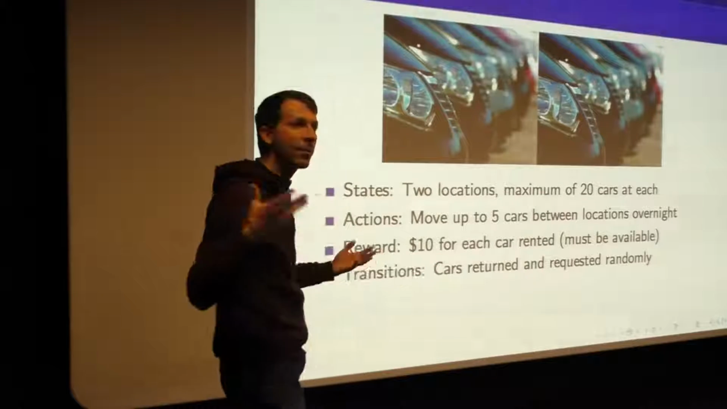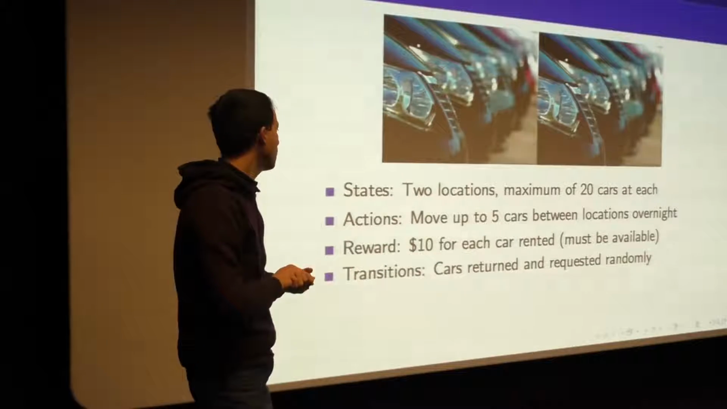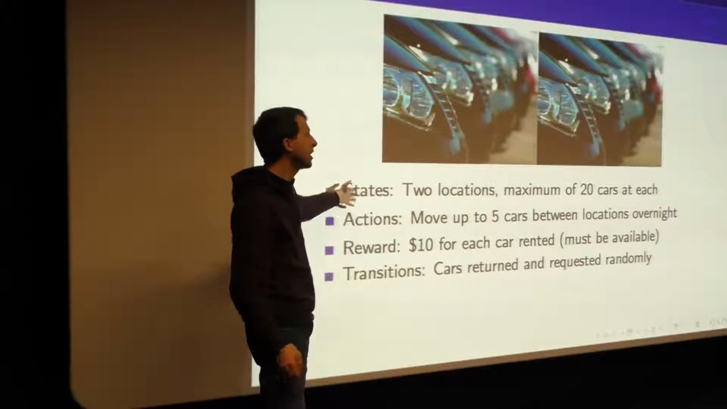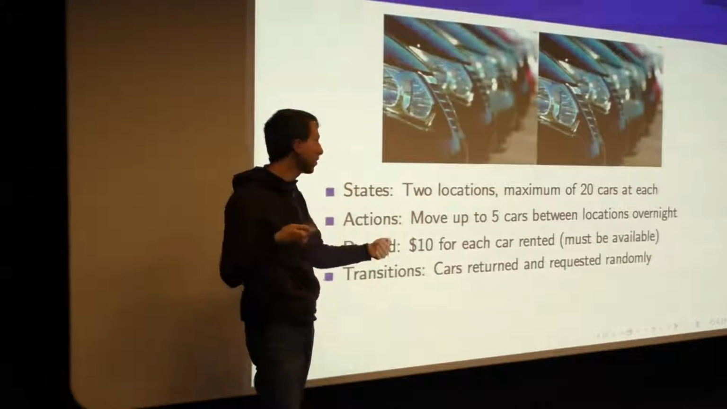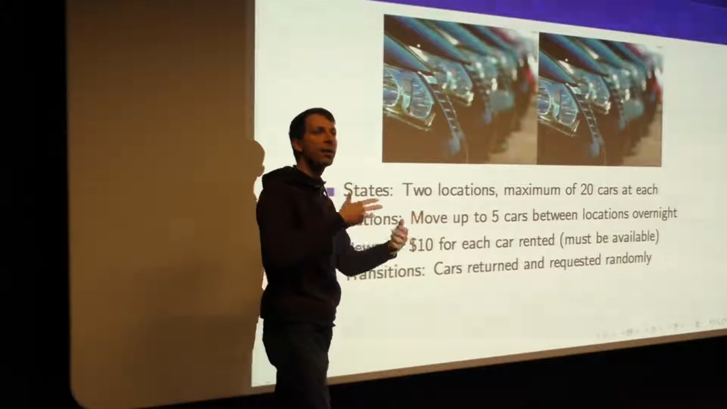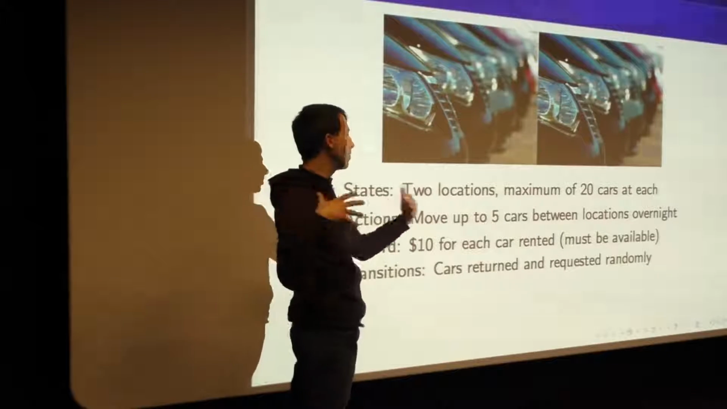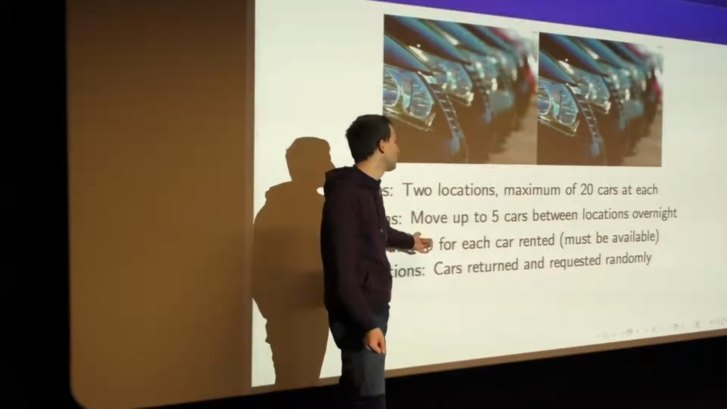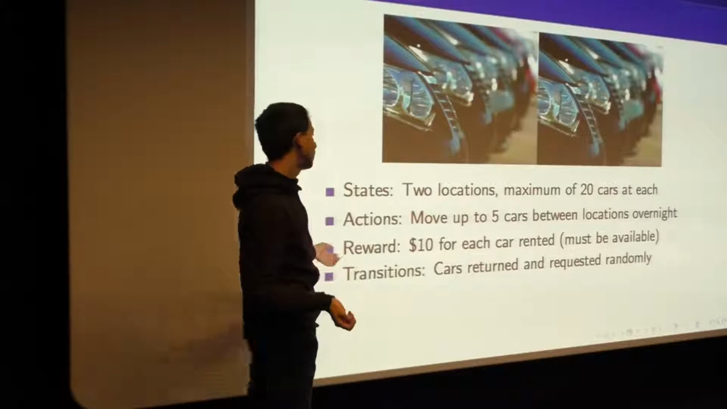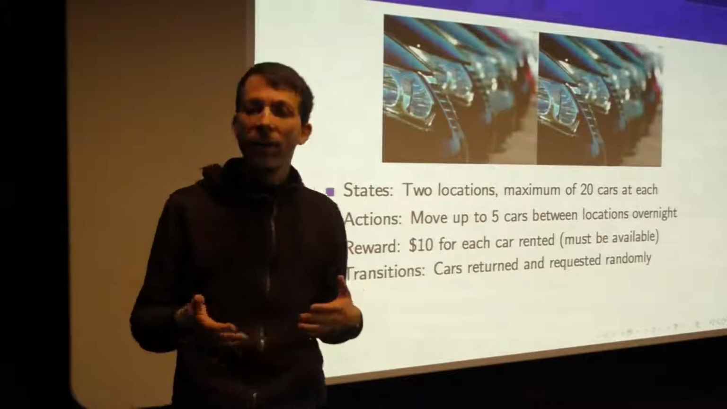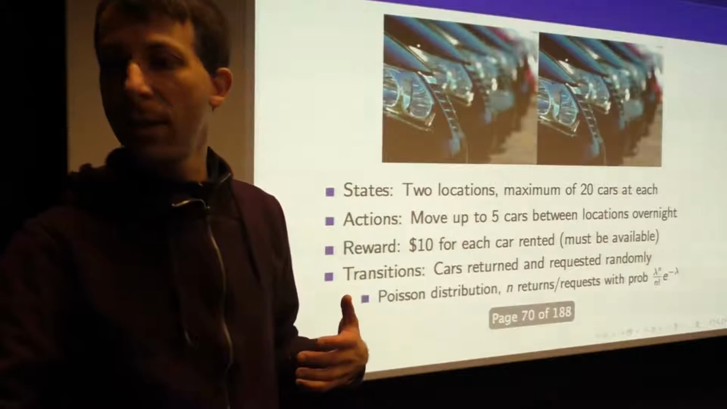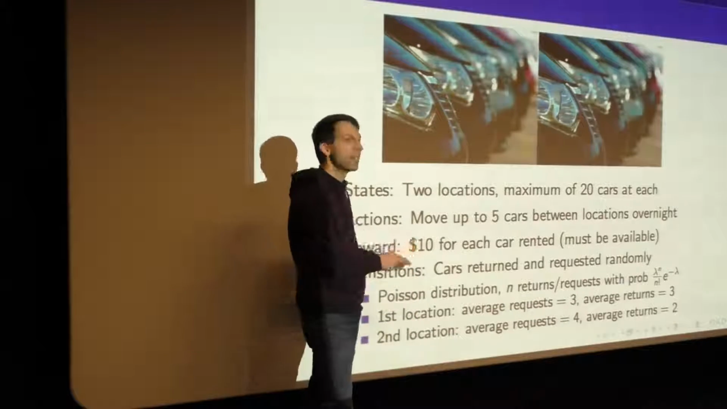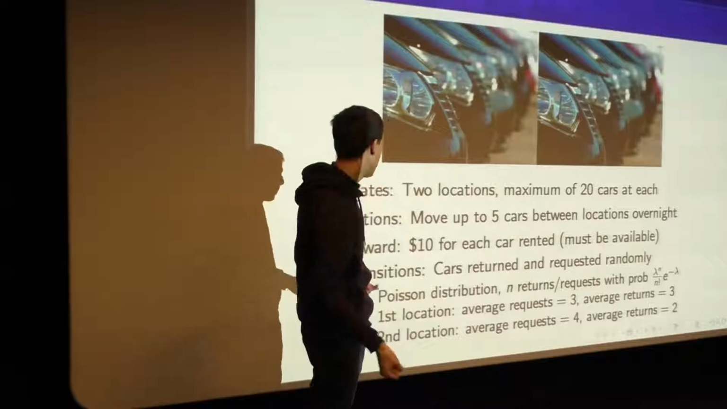So it's a relatively real-world scenario. We can formalize this as an MDP very simply. The states are how many cars we have in the two locations. The actions are how many cars, from -5 to +5, we move from location A to location B every night. The reward is $10 per car that's rented. Transitions are the actual return and request process. I don't want to get into the details; there's some Poisson distribution determining this random process in the example.